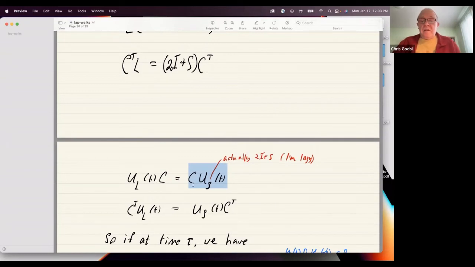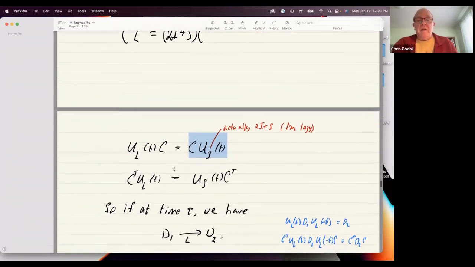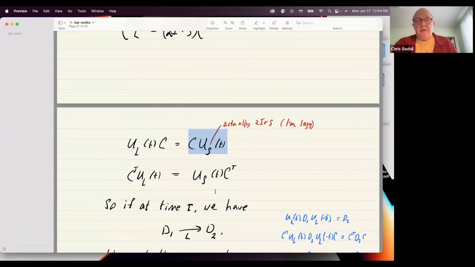applied to C is equal to C times U sub S of t. I've written U sub S of t because I'm not going to write 2I plus S as a subscript all the time, so just bear that in mind here. So we're using the skew adjacency matrix, not the sign adjacency matrix. And if you take the transpose of this, you get these two equations. So we have these relations.